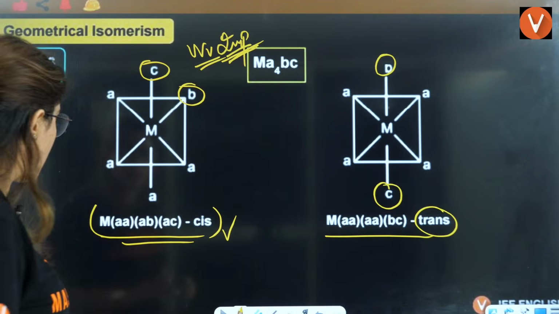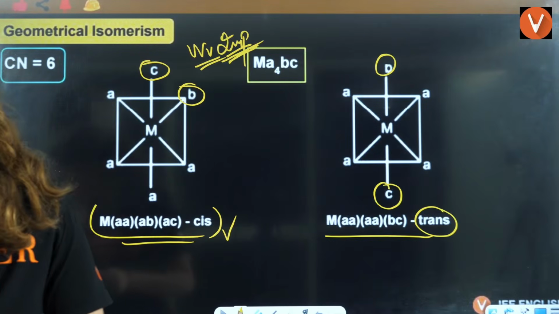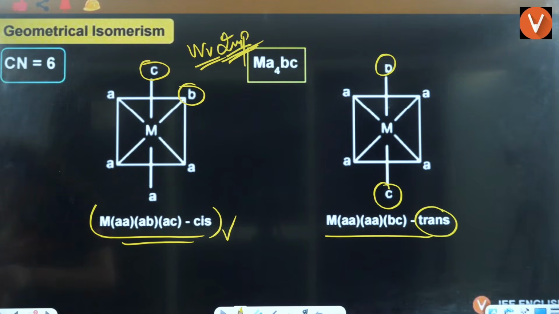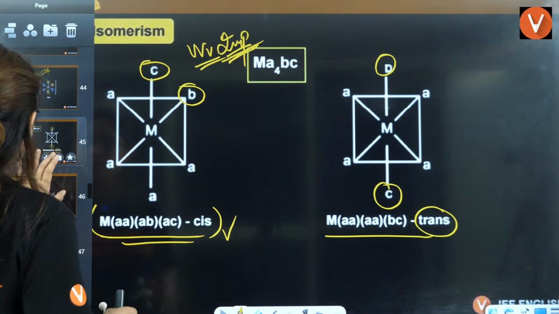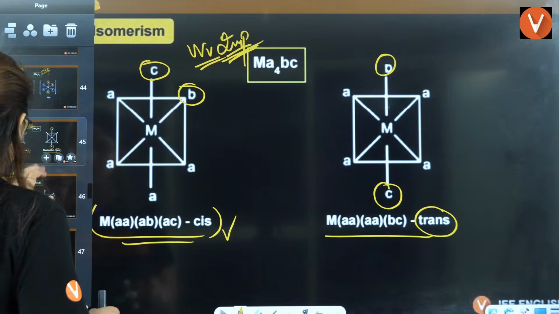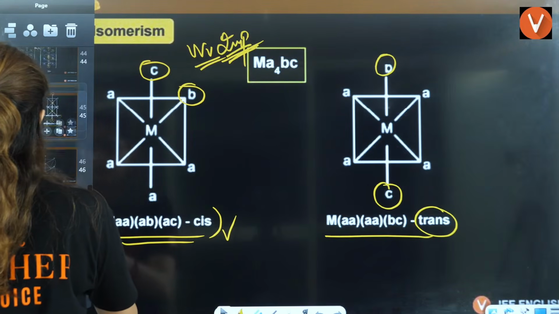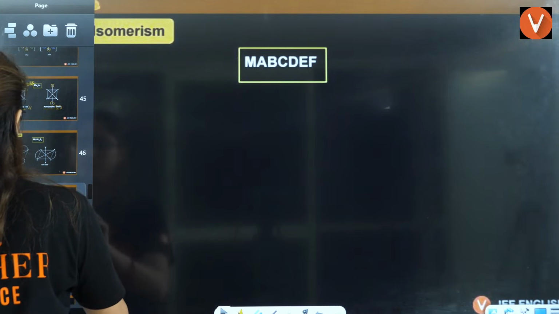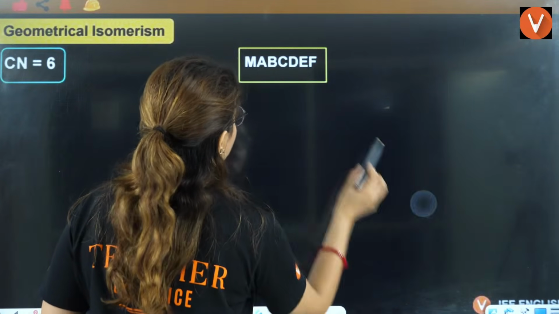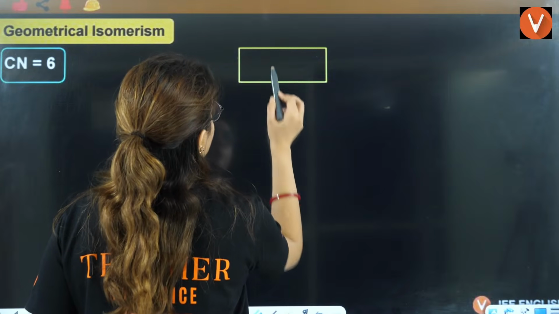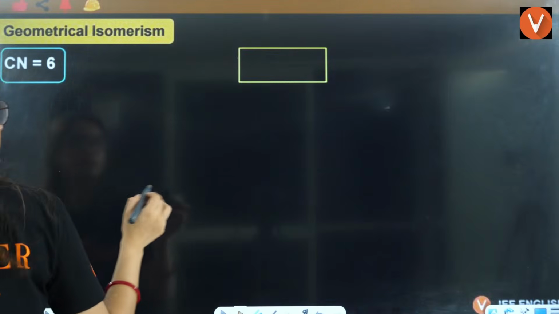Okay. Now, this is done. Then you have A2, B2 and C2. Let's talk about A2, B2 and C2. I'll just draw it here only. Let's talk about MA2B2C2. This is very, very important and quite complicated also. So let's see this.